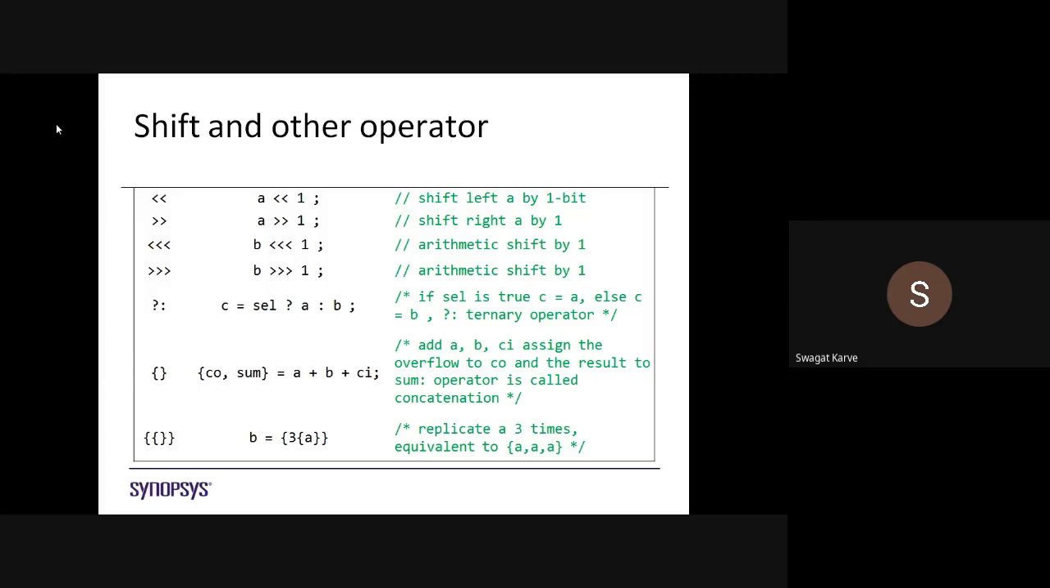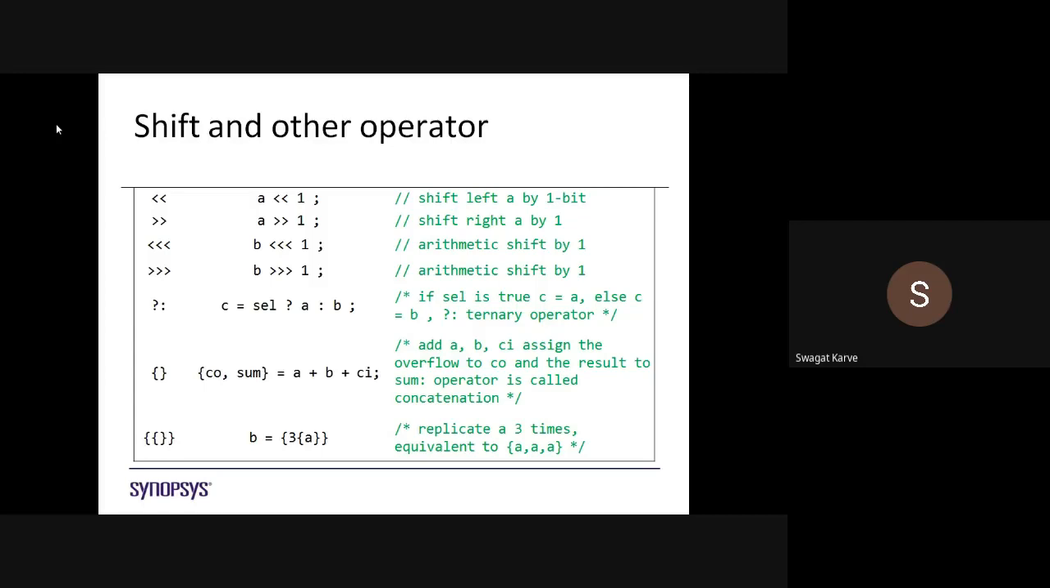So it is a ternary operator. This particular symbol is known as the ternary operator. How does it work? For a true or false type condition: if select is true, then C is equal to A. If it is not true, that means false, then C is equal to B. So when select is true, C is equal to A; else, when select is false, C is equal to B. This is how the ternary operator will work.